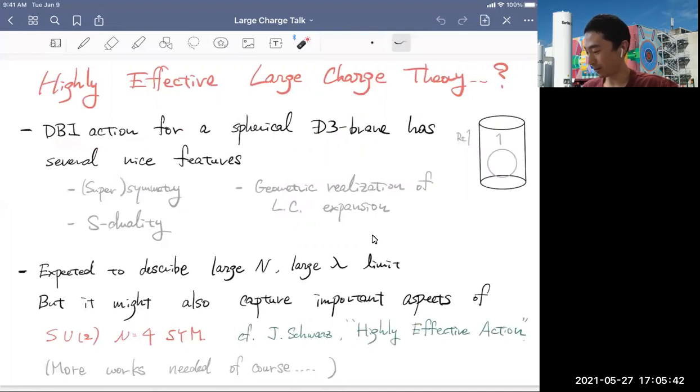I just wanted to make one comment: the DBI action is of course derived in the holographic limit, but it has various nice features like supersymmetry and a geometric realization of the large charge expansion, and it also respects S-duality. So it might also capture, well, this is not a logical argument, but it might also capture some aspects of SU(2) N=4 super Yang-Mills.